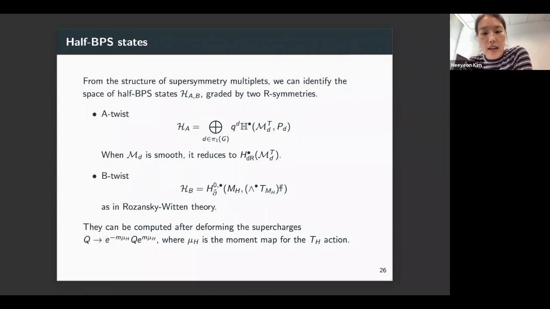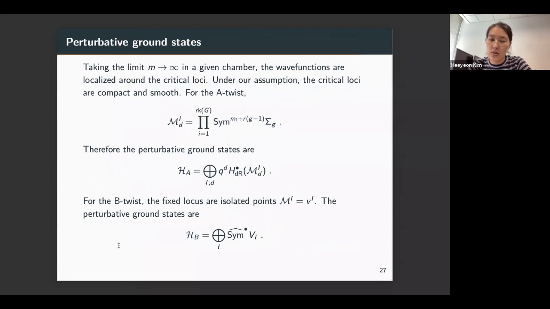Of course, the Higgs branch is non-compact, and these are subtle to define, but they can be explicitly computed after deforming the supercharges by turning on the mass parameters of the theory. We can take the limit where the mass goes to infinity, and then we can obtain the perturbative ground states in the context of Morse theory. In this limit, the wave functions are localized around the critical loci. Under our assumption that the fixed points of the U(1)_t action on the Higgs branch consist of isolated points, we can check that the critical loci are compact and smooth.